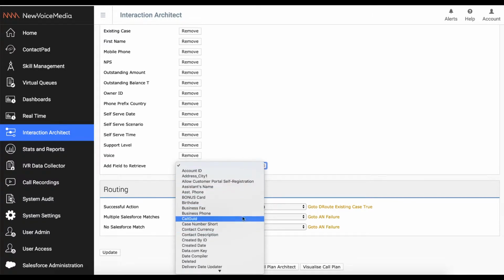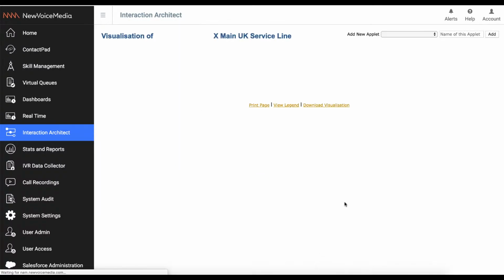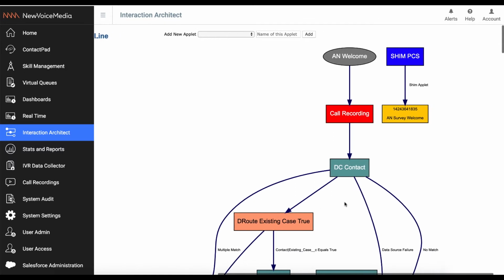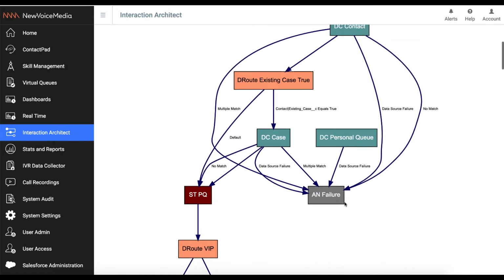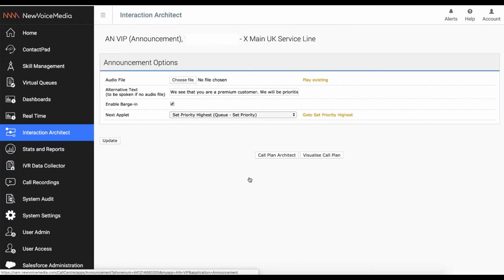We can route them to the right person with the right skills the first time to ensure their situation gets resolved the right way. Our feedback to customers can also be tailored accordingly to ensure the customer knows where they are in the queue and how they're being routed. No maze here. We see that you are a premium customer. We will be prioritizing your call.